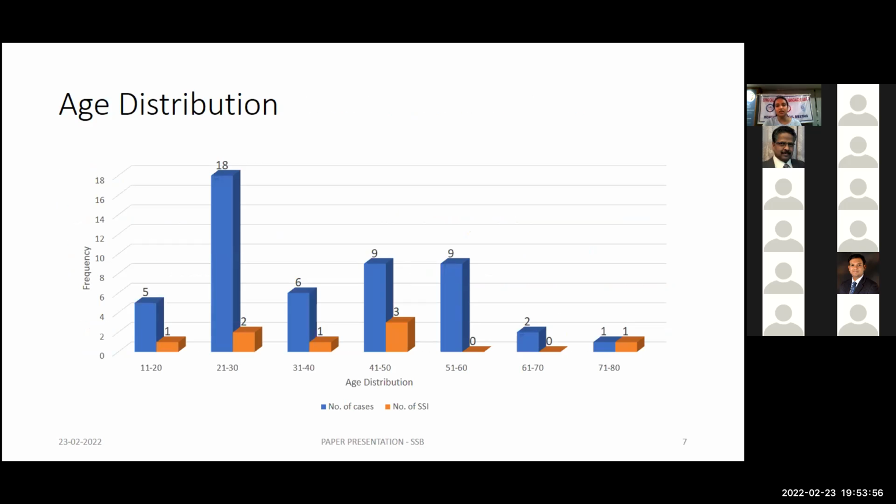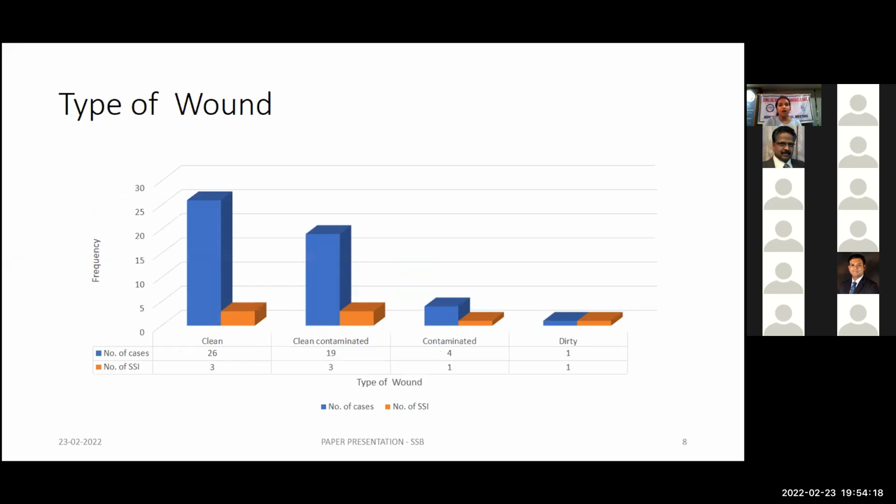Coming to the results, here we can see that the major number of cases that we were admitting came in the age group of 21 to 30 years. However, the maximum number of SSIs was seen in the age group of 41 to 50 years. This was mainly because of the increased number of comorbid conditions that the patients had, and also due to less immunity. The type of wound that showed maximum amount of SSI was the contaminated surgeries, which showed up to 25% of the surgical site infections.